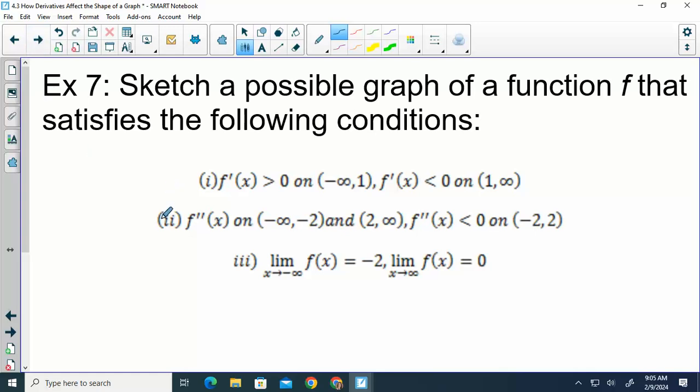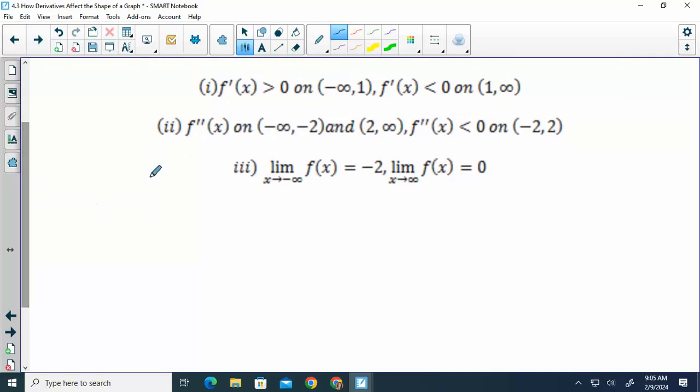I want to draw a possible graph that meets all of these conditions. So I have a ton of conditions here. Let's figure out what all of them mean. The first condition tells me the first derivative is positive. If my first derivative is positive, what does that mean? Just think back to yesterday. If the derivative is positive, what does that tell us about our graph? It's increasing. So we know that right now.